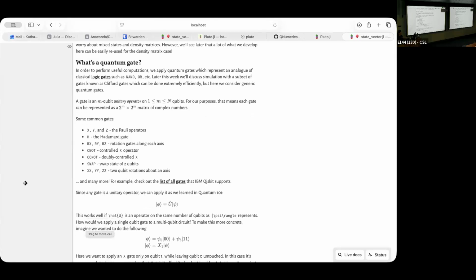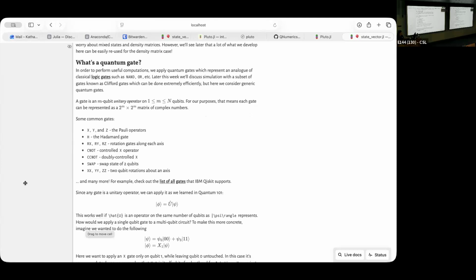So if we're going to apply gates to these state vectors, we should actually think about what it is we're really doing. These gates represent analogs of these classical logic gates, such as NAND, OR, AND. Again, the folks on the ECE and CS side are probably pretty familiar with this. If you're coming from a more physics background, this might be a little new.